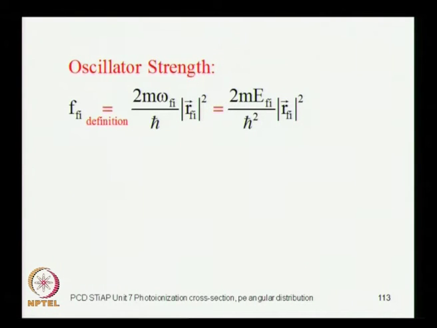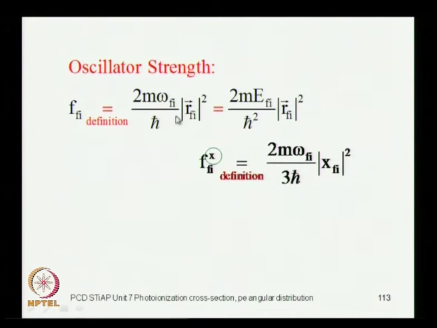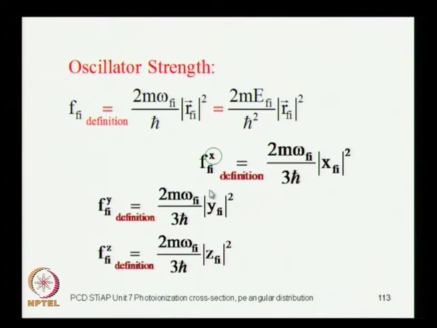So, this is the definition of the oscillator strength, and this is for the position vector. Let me write the corresponding expression for a single component, one of the 3 components of the position vector, like x. So, this is what this definition boils down to for the x component, and similarly there are corresponding expressions for the y component and the z component.